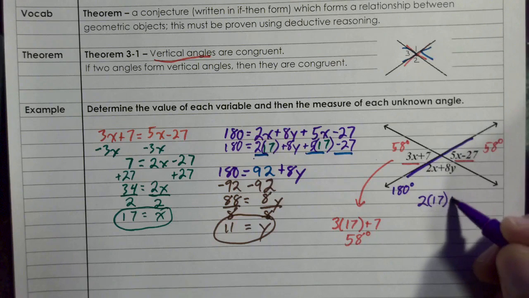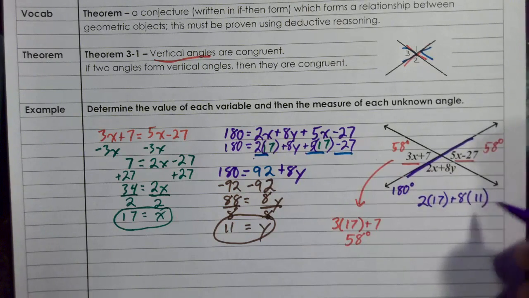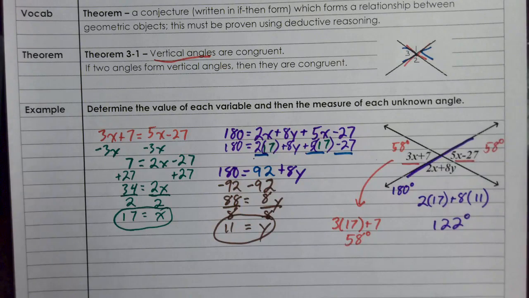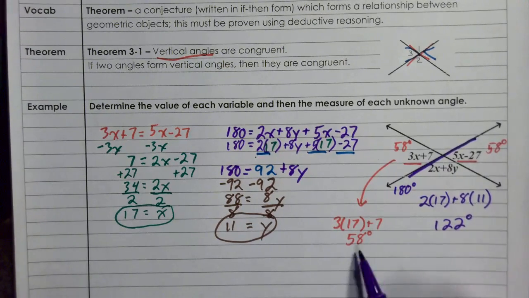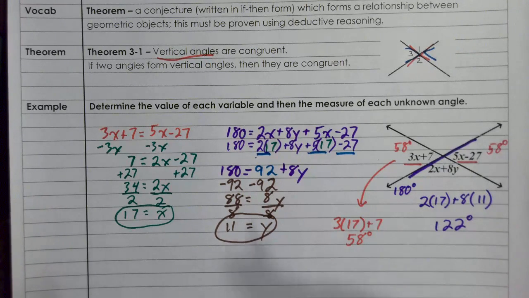2 times 17 plus 8 times 11, which makes sense because if we add these two together, we get 180 degrees. So these are our two angle measures. These are our two values, and we're done. Well, the variables that we solved for, not values.